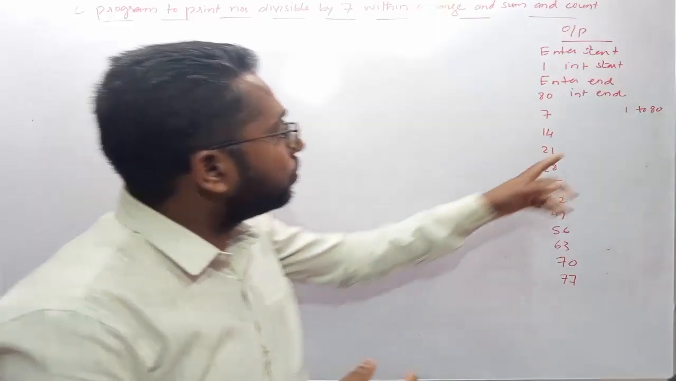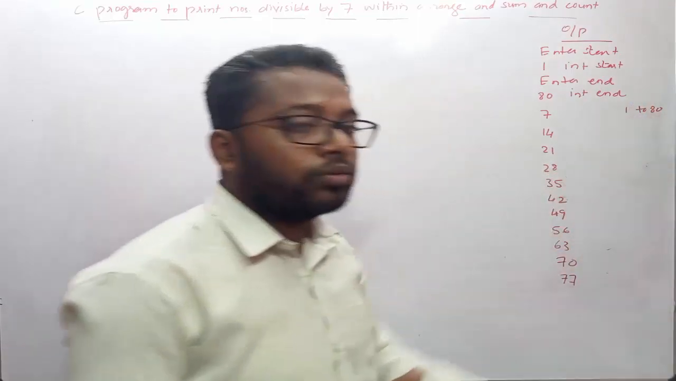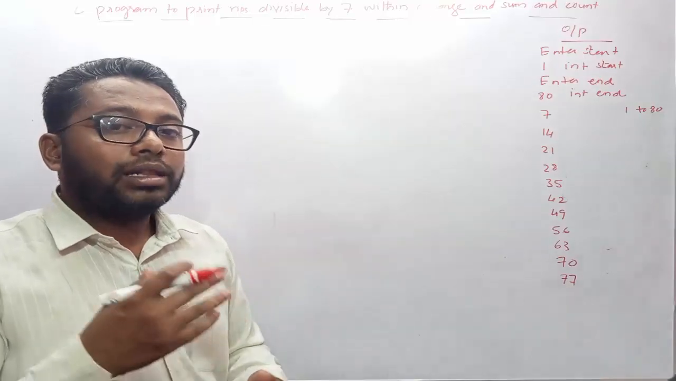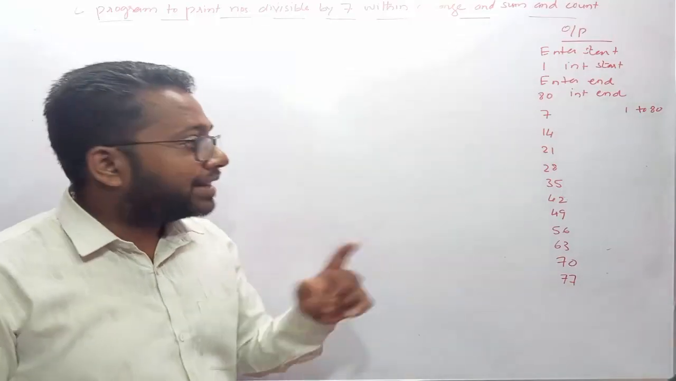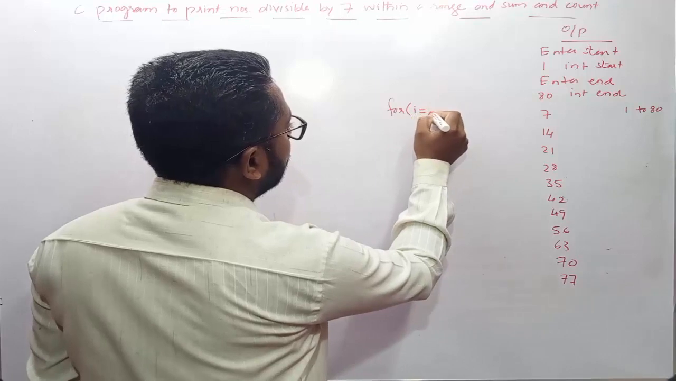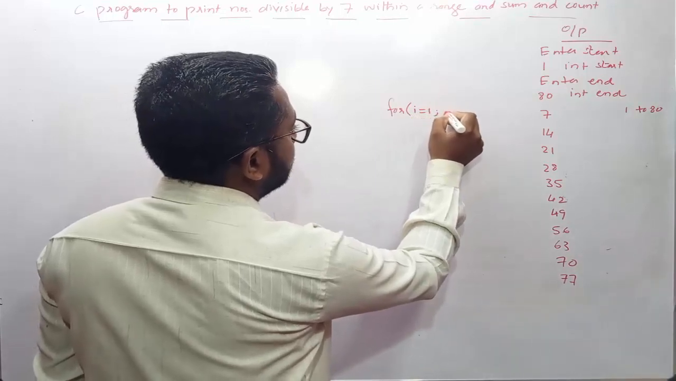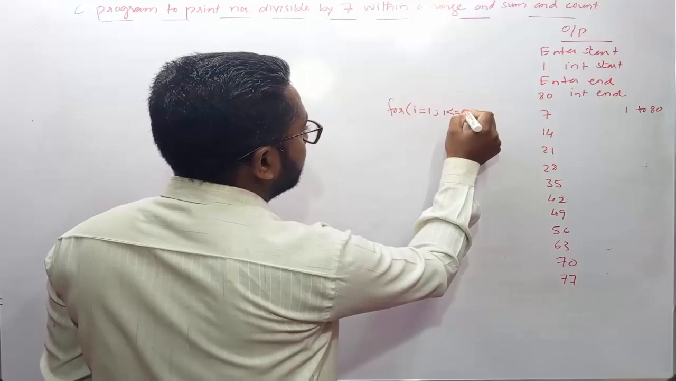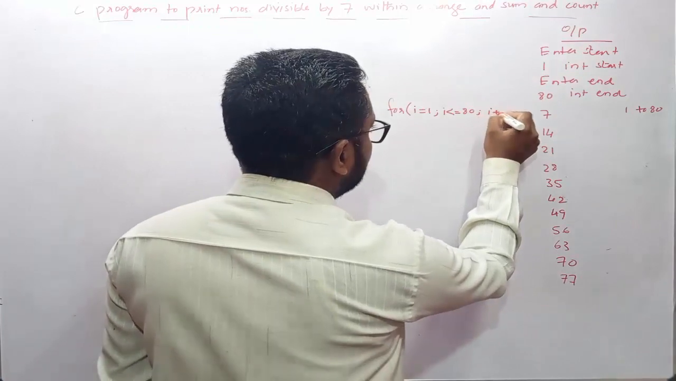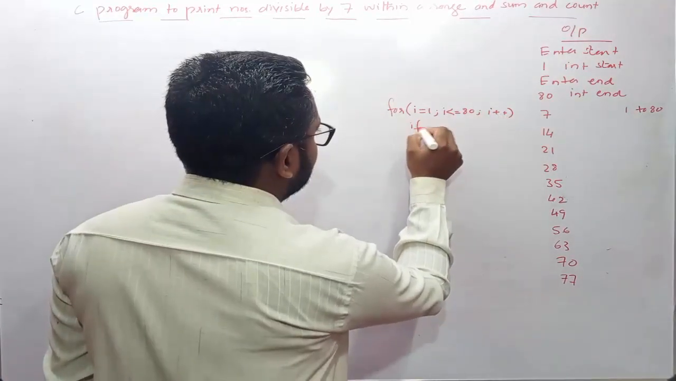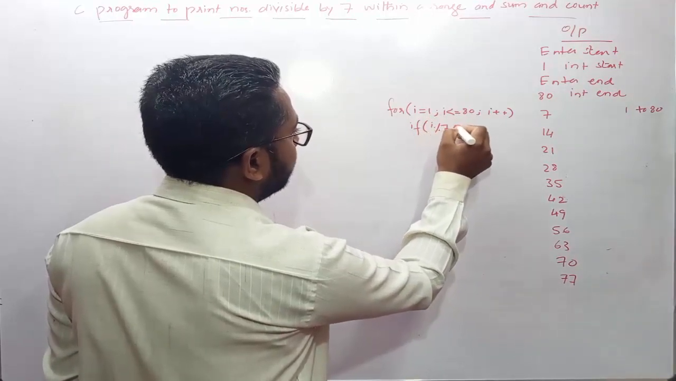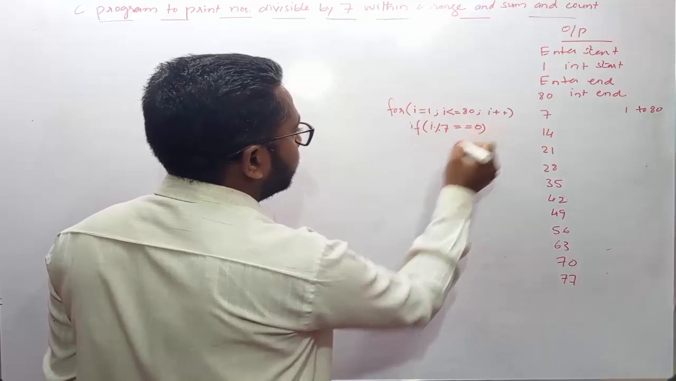I need to start the for loop from the value 1 and I need to end the for loop till the value 80. When you know in advance how many iterations you need to perform, then you can use for loop. That's what I'm doing here. I will use for. I will start the for loop with the initial value of 1, semicolon, until the value of i becomes less than or equal to 80. I will keep on incrementing the value of i. I will check this starting number, i mod 7 is equal to 0.